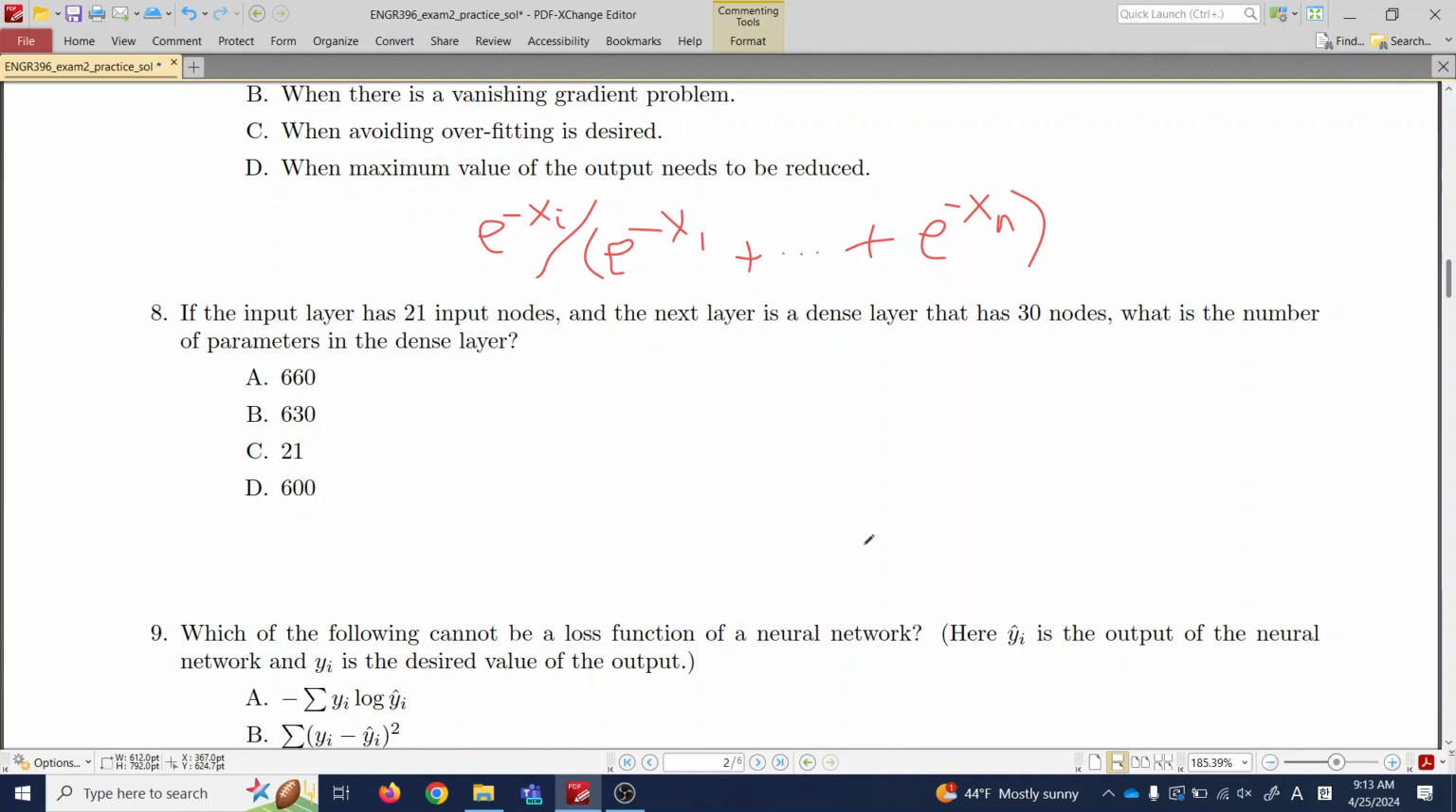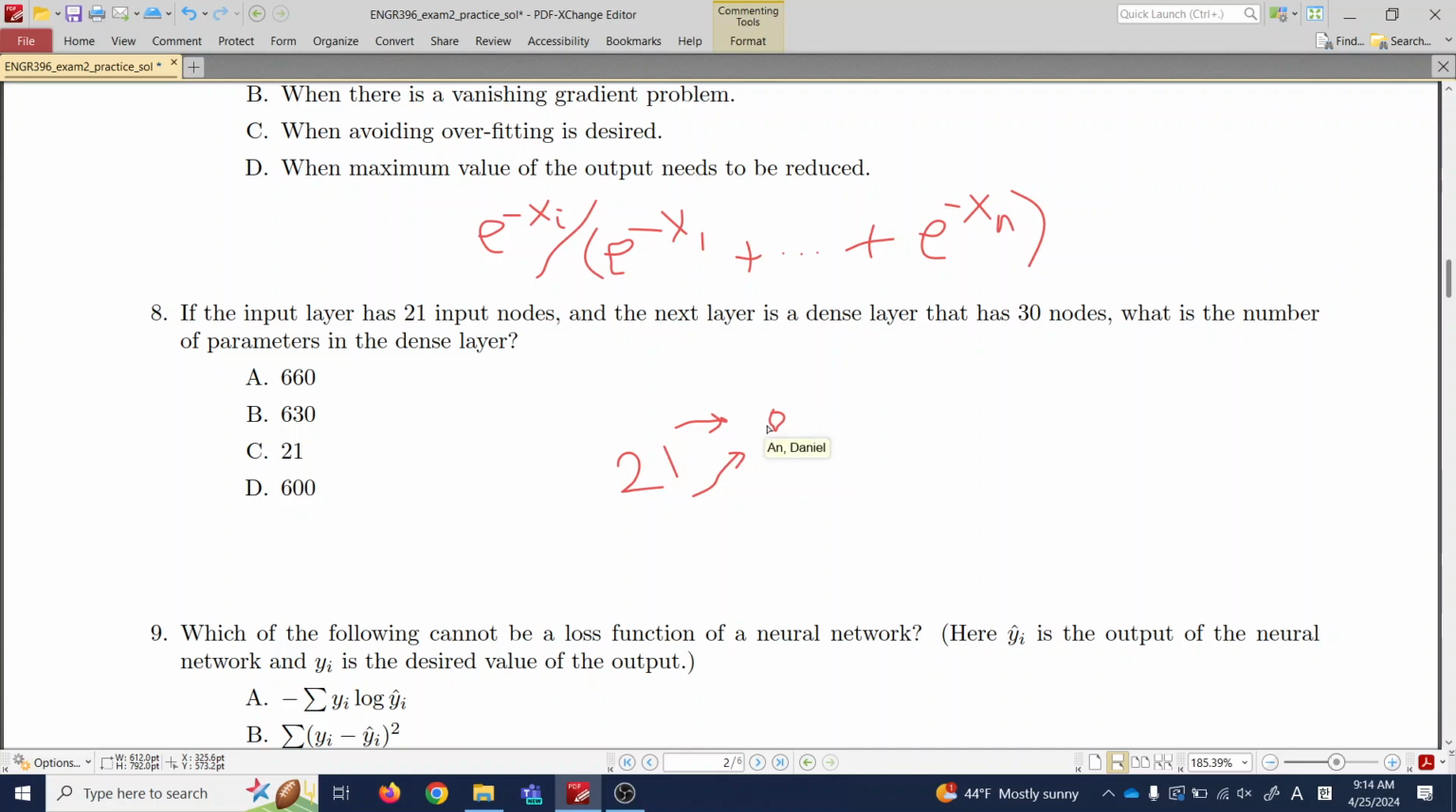Okay. So let me ask, every node in this dense layer would have how many inputs going to it? 21, right? So you'll have 21 inputs. So how many weights would be in here? Weights is the number that's multiplied to every input, right? So how many weights? 21, right? And how many biases?